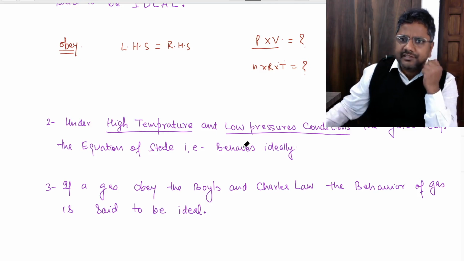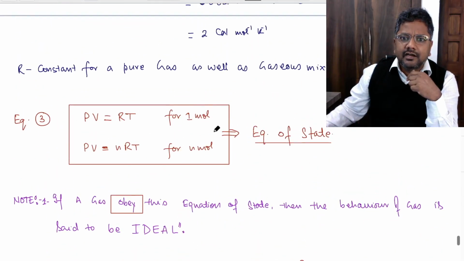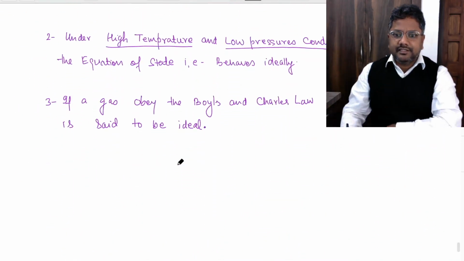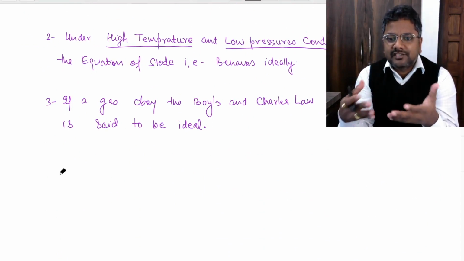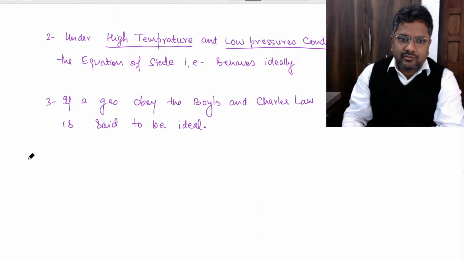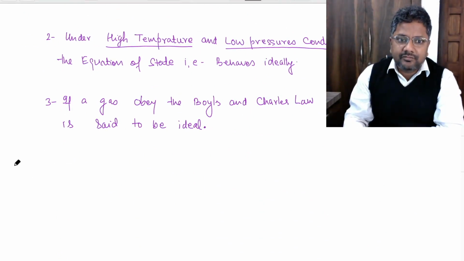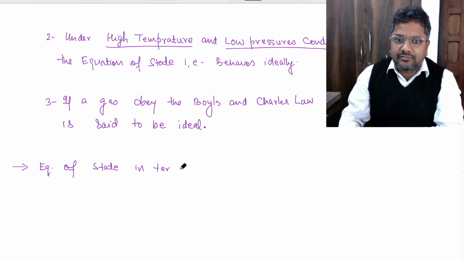So if we see this equation 3, this is a very important equation, PV = nRT. The equation of state can be expressed in terms of density as well. So, equation of state in terms of mass density.